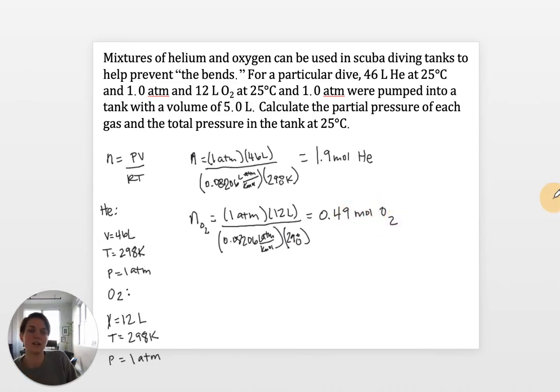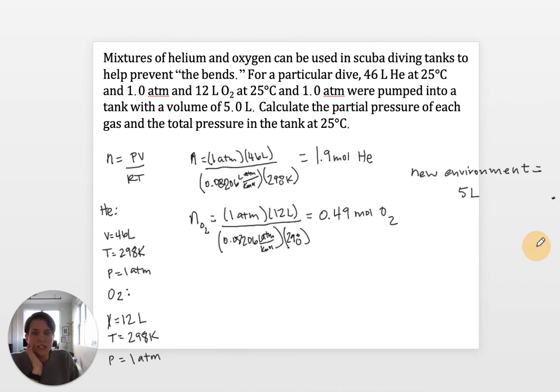So now we know our individual moles that we had to begin with. We had two tanks, a separate tank of helium and a separate tank of oxygen. Now we know how many molecules we had in each tank. Those tanks are being combined into a new environment where the total volume is 5 liters. That's much smaller for helium and quite a bit smaller for oxygen as well. The new environment is going to take all of those molecules and pump them into a 5-liter space.